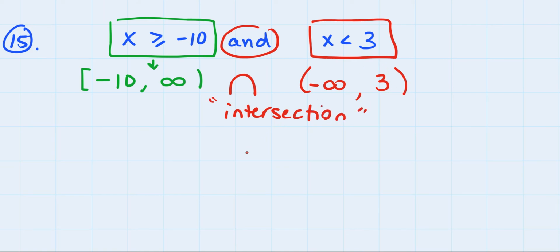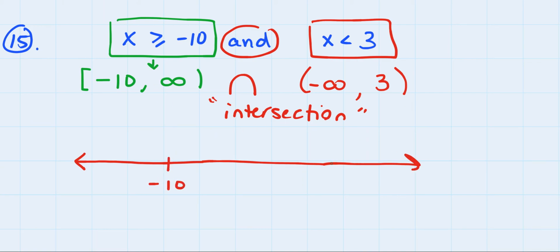It might be easy to draw a number line to help you find the intersection. So let's put these two numbers, negative 10 and 3, on the number line. You can even put some numbers in between them. So you want to see where you're living in both of these sets. So negative 10 to infinity, we got a colored dot here. That means that we can equal this number. This goes this way.